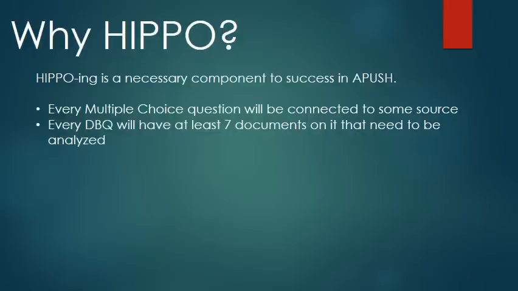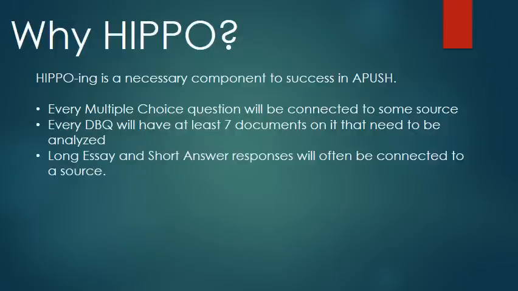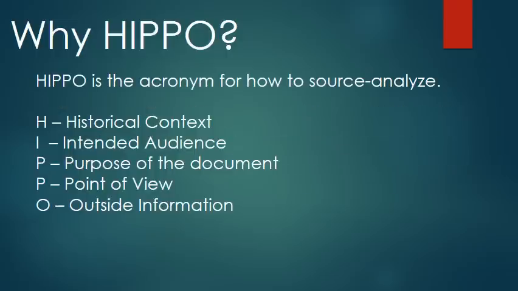On the second part, every DBQ will have at least 7, or most will have 6 to 8 documents that need to be analyzed properly. Over half of the points on the DBQ come from source analysis. And finally, even your long essays and short answers are often going to be connected to a source. So there is a chance that every single question you will have on the AP test will need you to analyze a source. As I said, you cannot be successful in this class without HIPPOing, without analyzing sources.